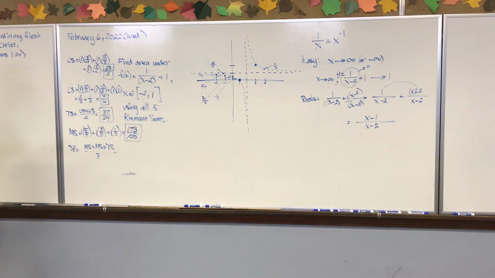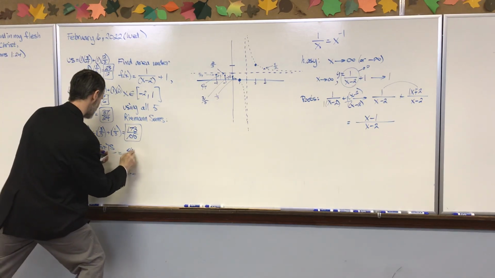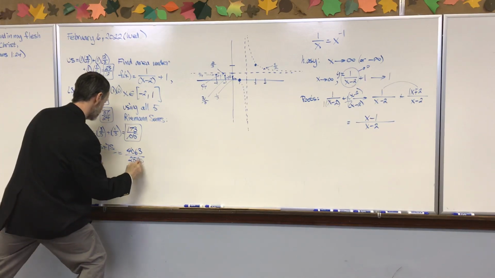So 173 over 105 plus 173 over 105, you can times 2 if you want, plus 37 over 24. Close parentheses, divide by 3, and give me a fraction. It's 4 digits over 4 digits. 4,063 over 2,520. Got it? 4,063 over 2,520.